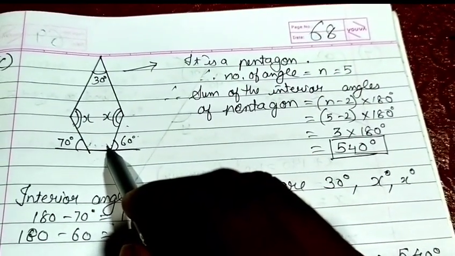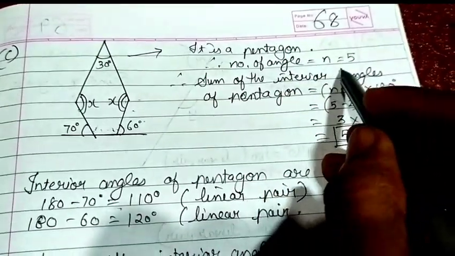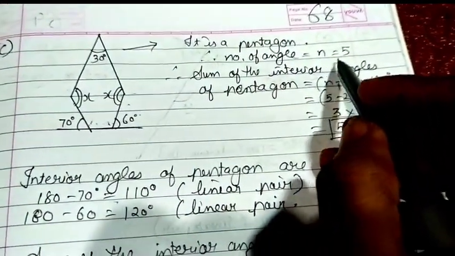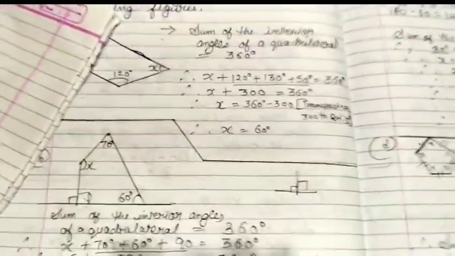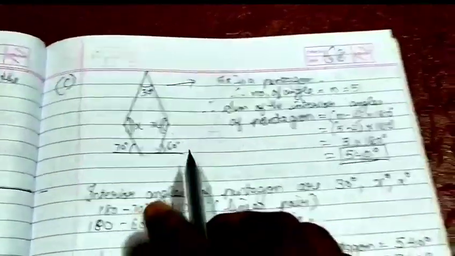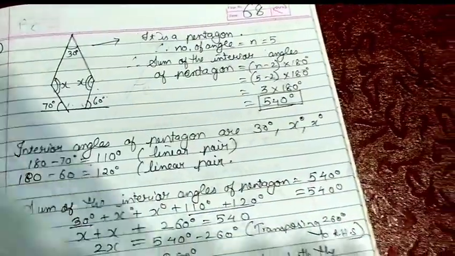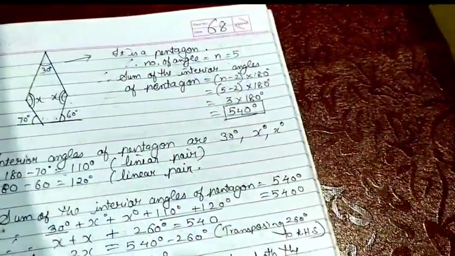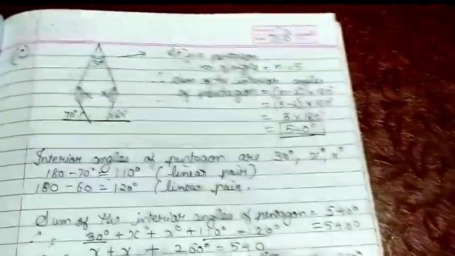So how to solve such? First write down it is a pentagon. Means number of angles, how many angles are there? 5. Now in our previous sums, both the sums are of quadrilateral. So that is why we had written the sum of the interior angles of the quadrilateral as 360. But what about this pentagon? So you have to apply our question number 4 formula, that is n minus 2 into 180 degree.